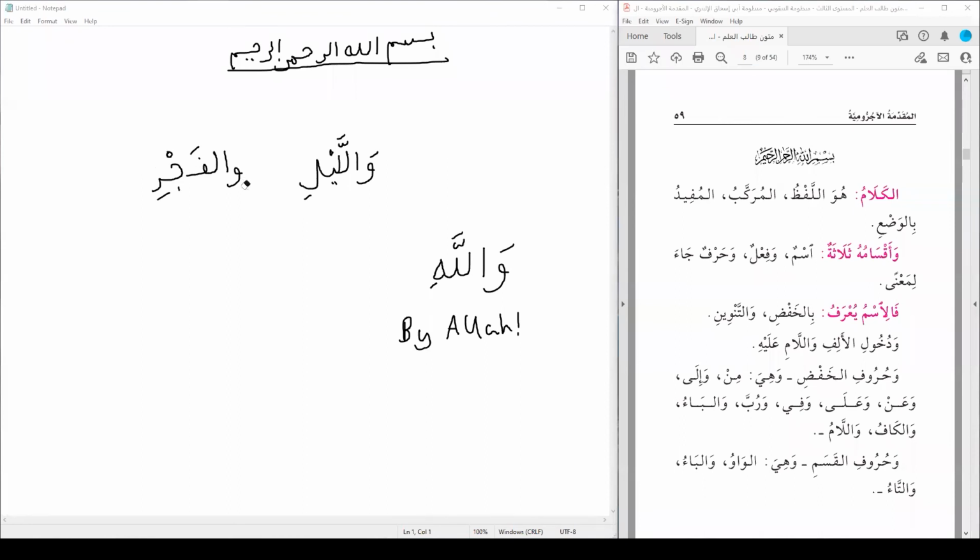So this waw, this particle of oath, affected the word after it, wal fajr. That shows that the word al-fajr is a noun, because the particle of oath, which is wa, can only enter upon a noun. Because these particles can enter upon a noun only, any word that they affect and enter upon is considered to be a noun.